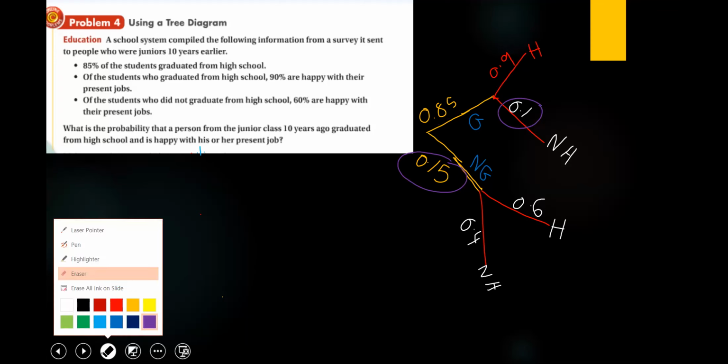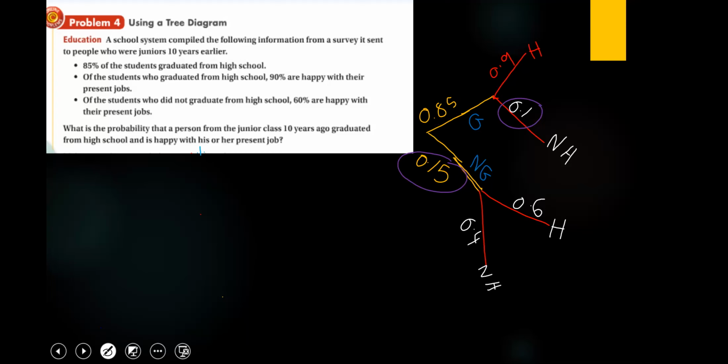The numbers on the table show the probability of A and B. For the tree diagram here, this number shows the probability of H given G. So the numbers here tell me about the conditional probability of H given G, or of not happy given G. So this 0.1 is the probability of not happy given that graduated.